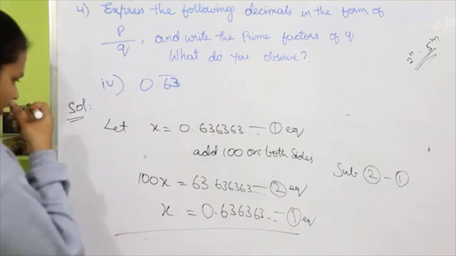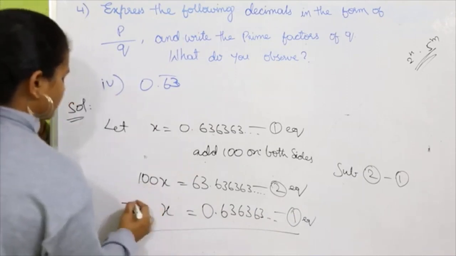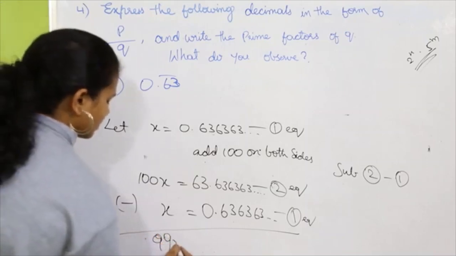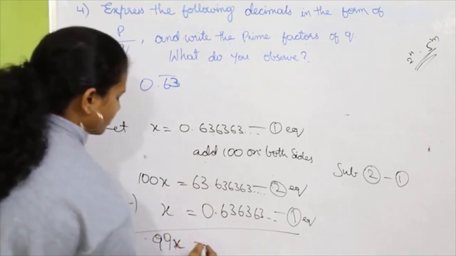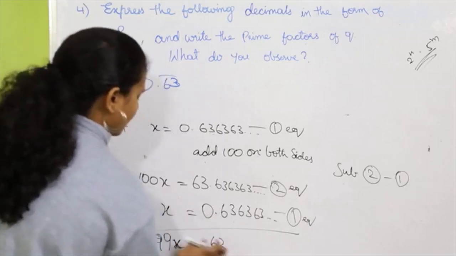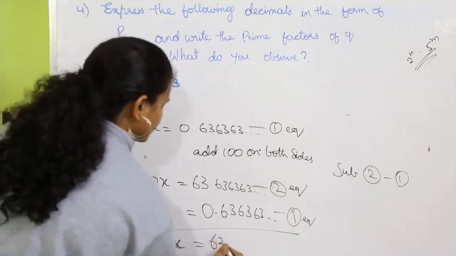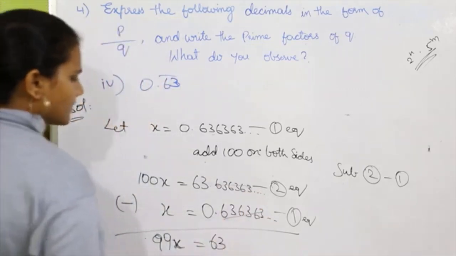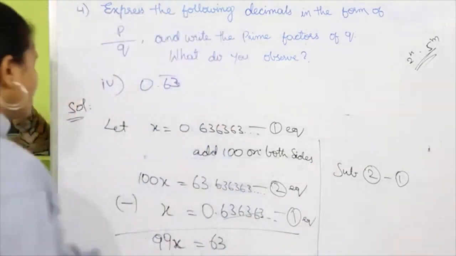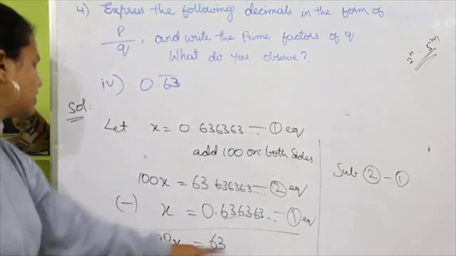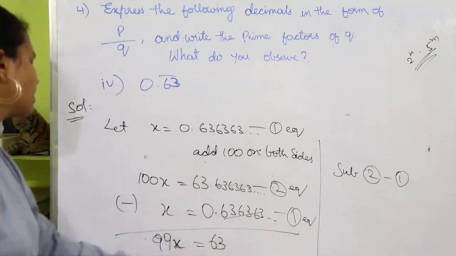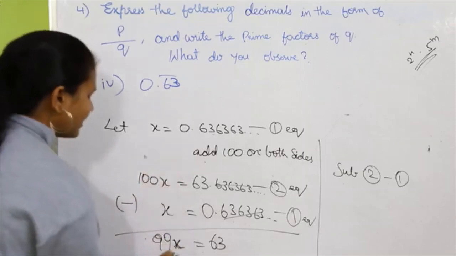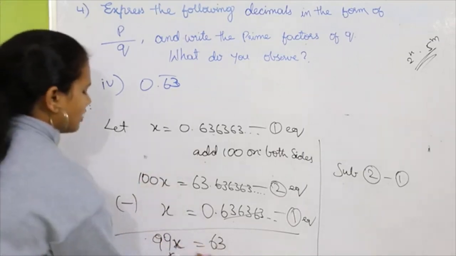Now here you have x, so subtract. So 100x minus x means 99x. This becomes 63, since 60 and 60 cancel. So 99x equals 63. Now transpose this 99 to the other side. Here 99 is getting multiplied, so if I transpose it, it becomes division.